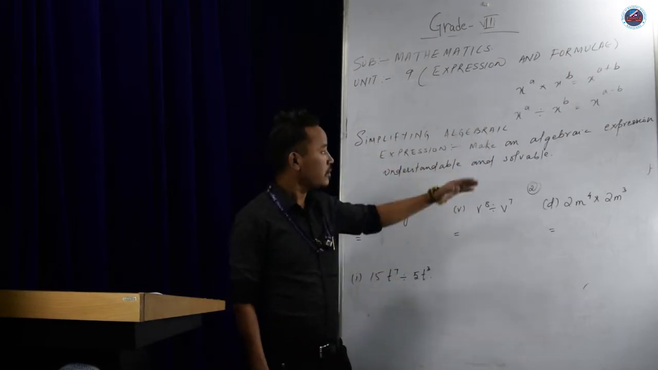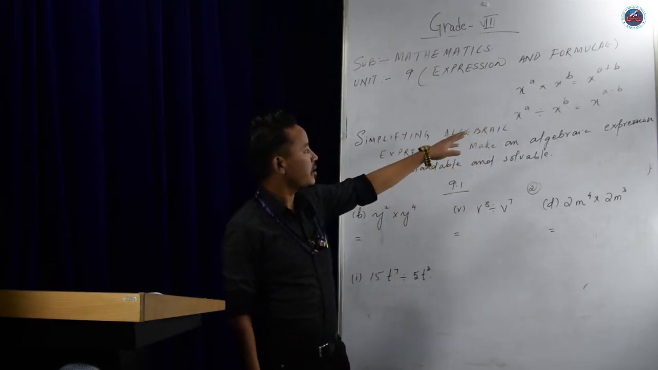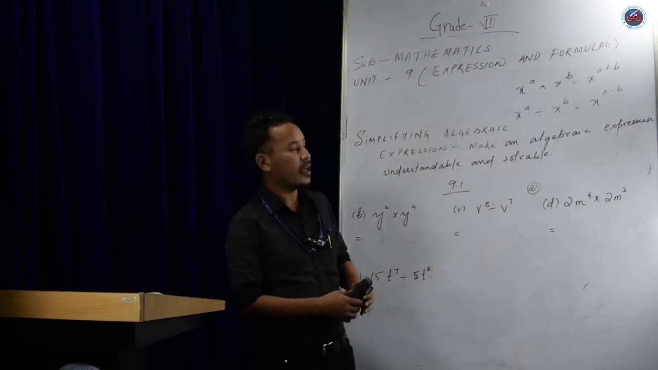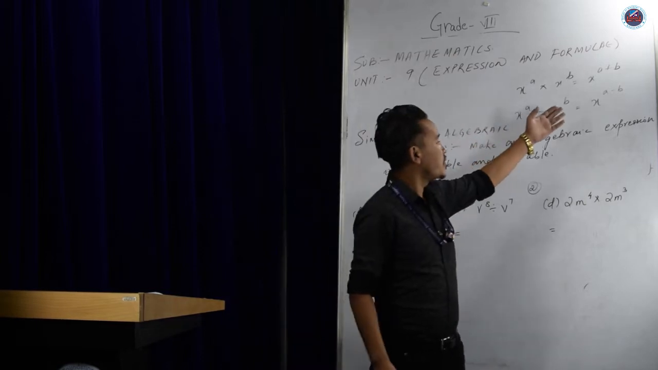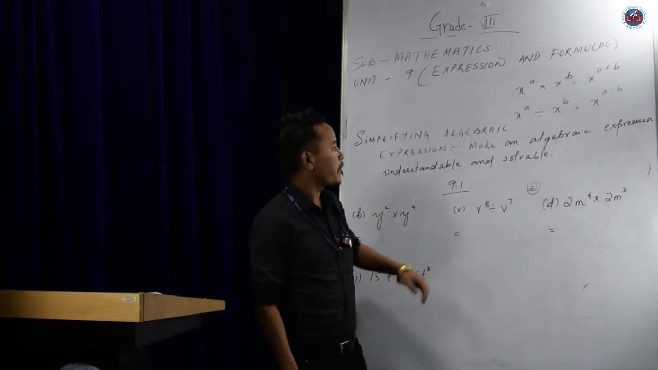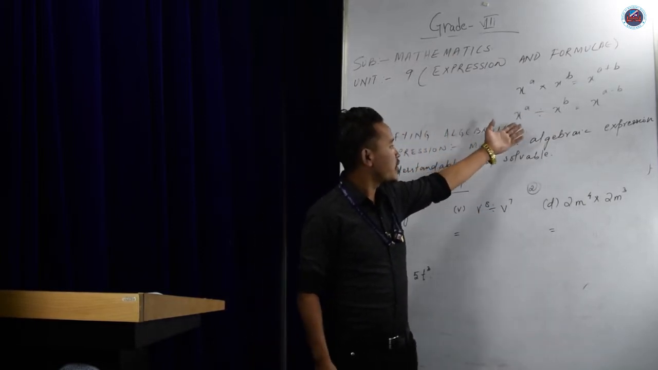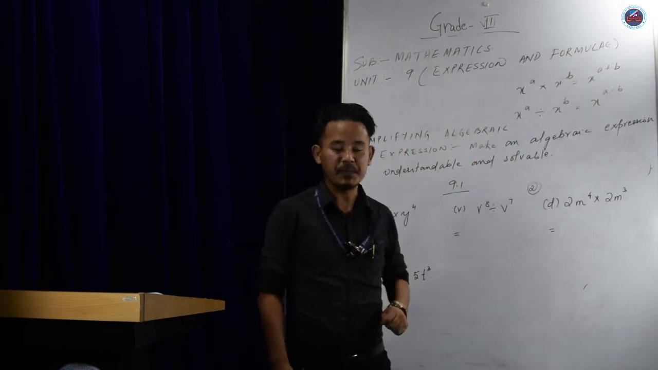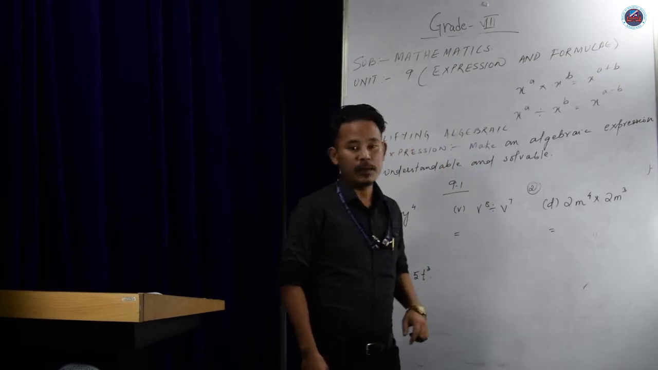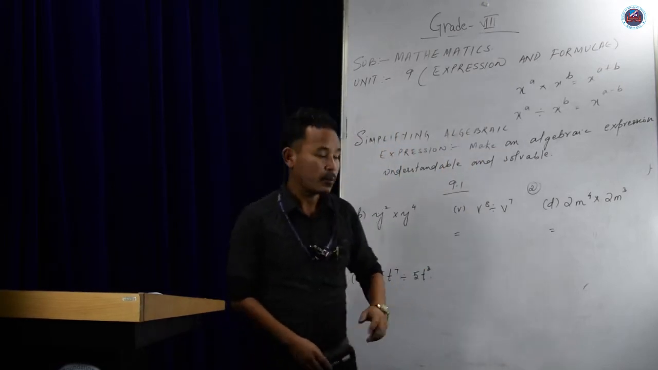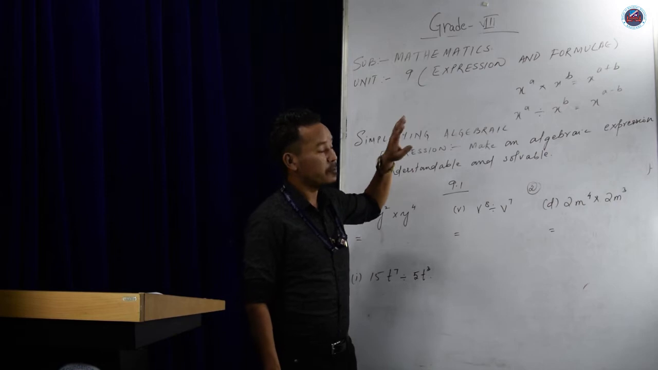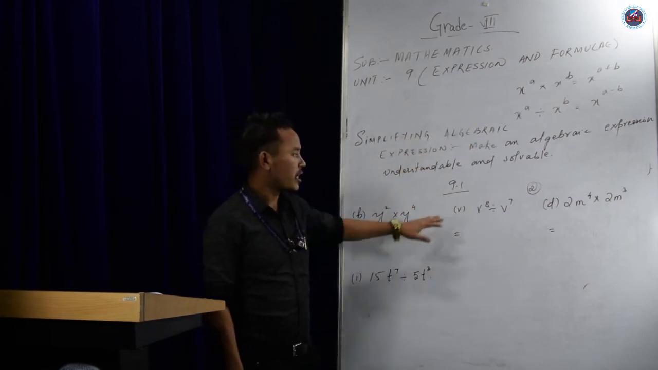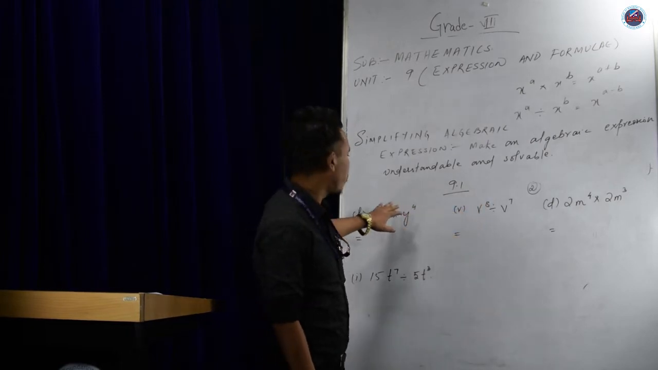Just above that, you can see two laws of exponents which I have written down. That is x to the power a into x to the power b gives us x to the power a plus b. The second one is x to the power a divided by x to the power b gives us x to the power a minus b. Both of these are part of the laws of exponents. I have written those two down because by using them, we'll try to solve these four sums, which have been taken from 9.1, question number 1 and question number 2.